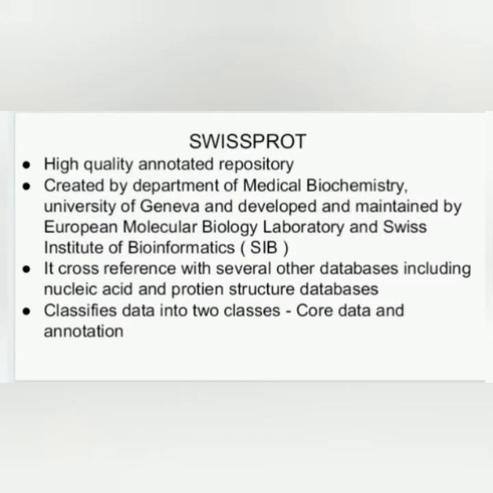Swiss-Prot: a high-quality annotated repository. Created by the Department of Medical Biochemistry, University of Geneva, and developed and maintained by the European Molecular Biology Laboratory and the Swiss Institute of Bioinformatics, SIB. It cross-references with several other databases including nucleic acid and protein structure databases. It classifies data into two classes, core data and annotation.